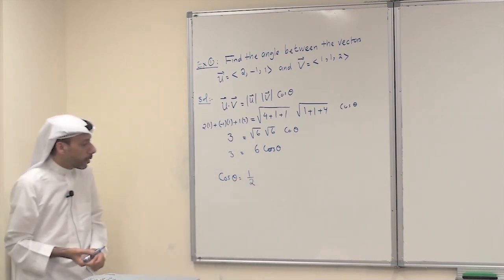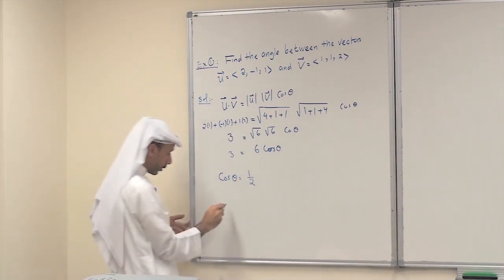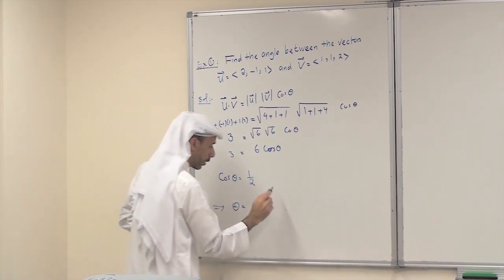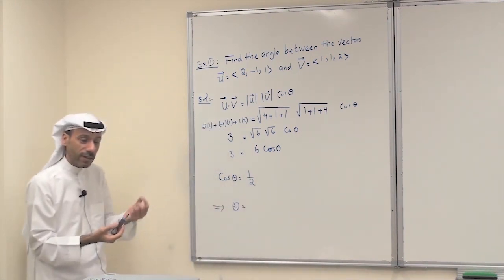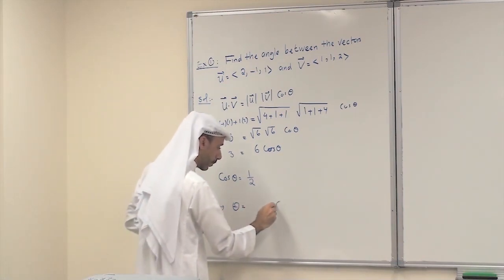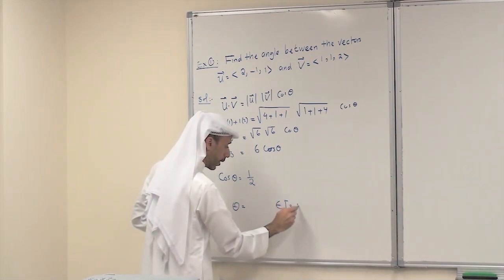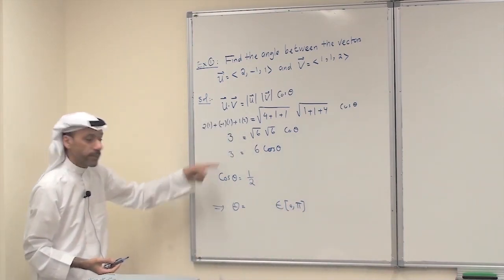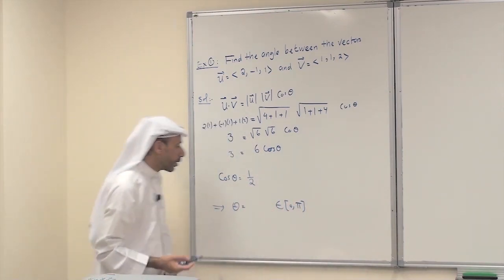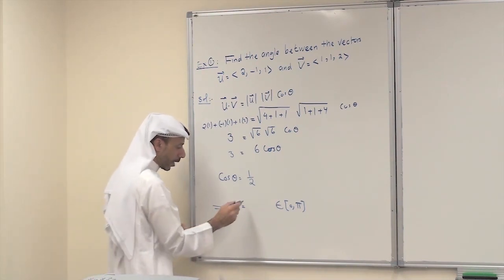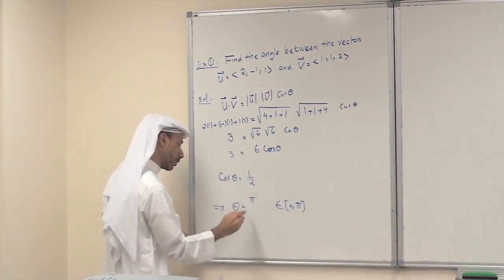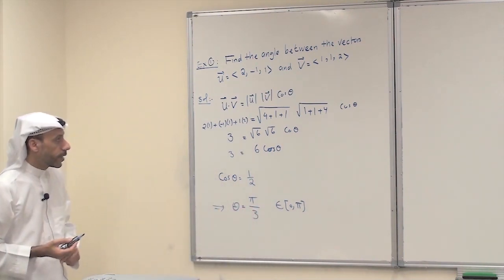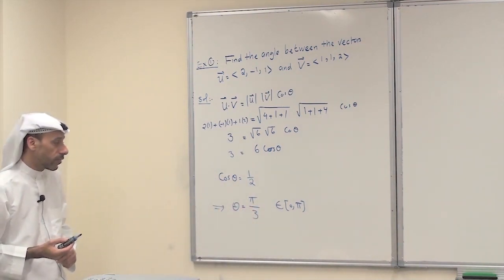Okay, so we need to find theta. This implies theta equals, of course, we have to remember that the angle has to be between 0 and pi. So what is the angle whose cosine is half and lying in this interval? It is just pi over 3. So this is the angle between the two vectors.